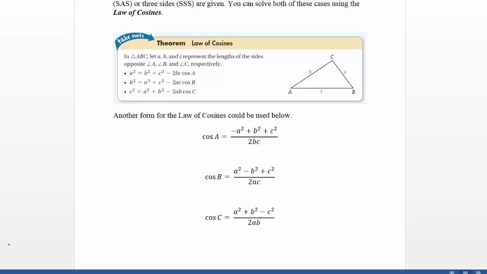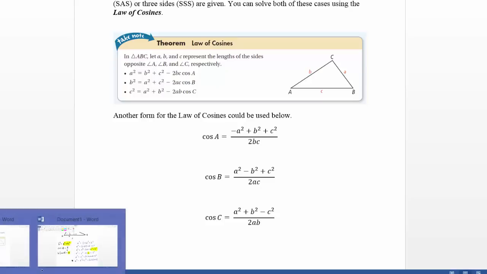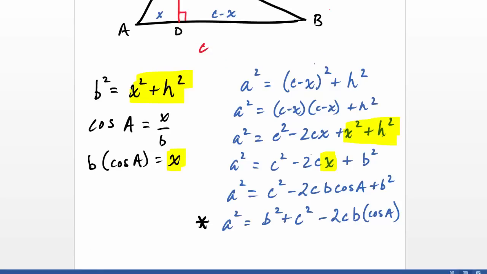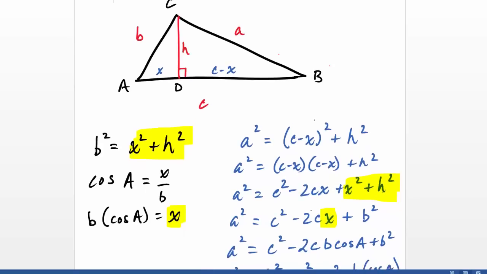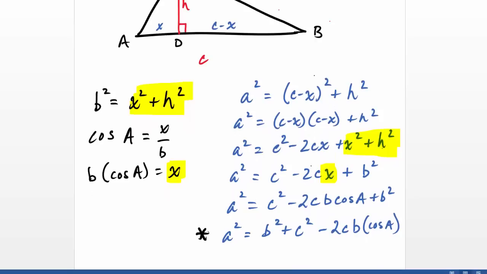If I wanted to get this in terms of b squared or c squared, I would come back to this original proof and simply draw a different altitude coming from either point A or point B, and I would redo this process until I had b squared or c squared by itself, and it would come out in a similar fashion. So that's a good look at how we came up with the law of cosines, and it gives you a little background information.